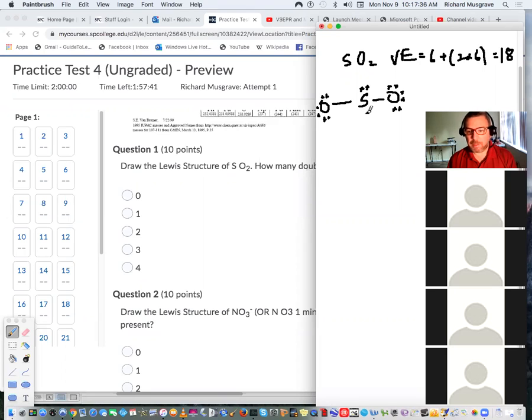But the sulfur is not happy, the sulfur's only got 6. So what we do is we make a double bond. And that gives the sulfur 8 now, which is good. And there's your Lewis structure for SO2, and that one has one double bond. Does anybody have any questions?